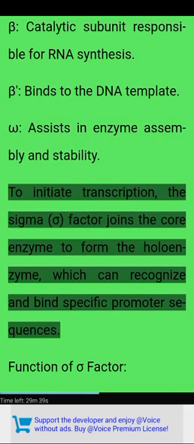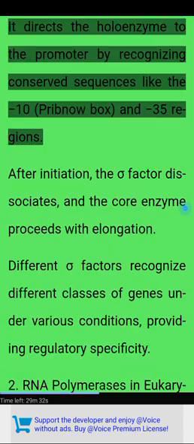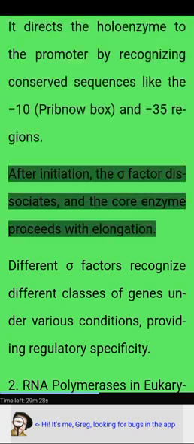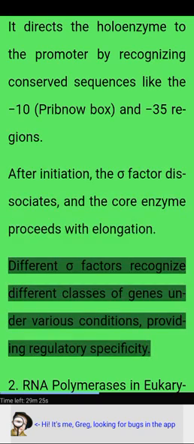To initiate transcription, the sigma factor joins the core enzyme to form the holoenzyme, which can recognize and bind specific promoter sequences. Function of sigma factor. It directs the holoenzyme to the promoter by recognizing conserved sequences like the -10 Pribnow box and -35 regions. After initiation, the sigma factor dissociates, and the core enzyme proceeds with elongation. Different sigma factors recognize different classes of genes under various conditions, providing regulatory specificity.